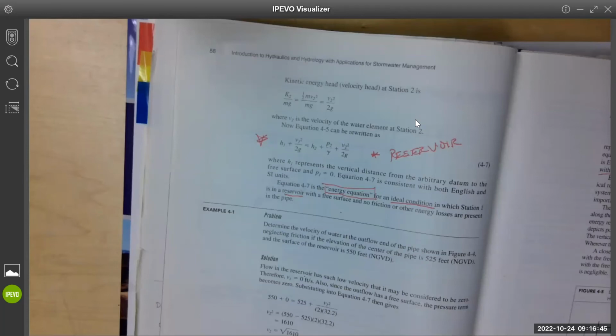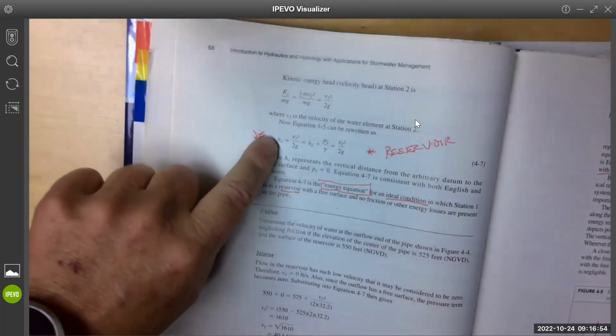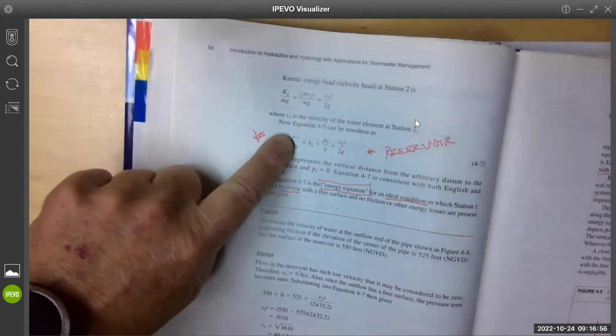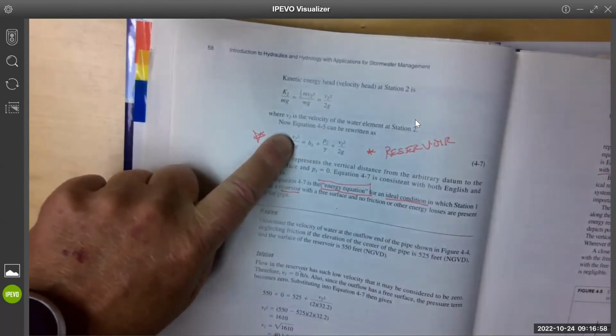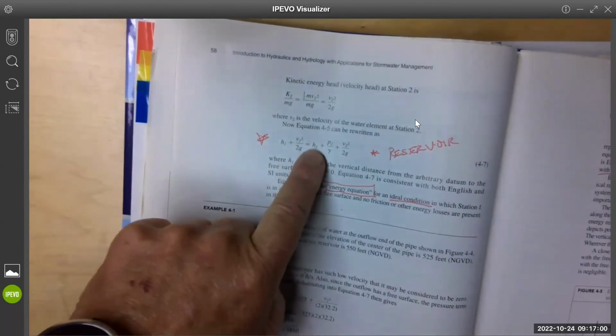Since you're recording it, can you outright say which is which? Oh yeah, potential head is H1. I can point to it here, right? Potential head is here. Velocity head. And then this is a second potential.